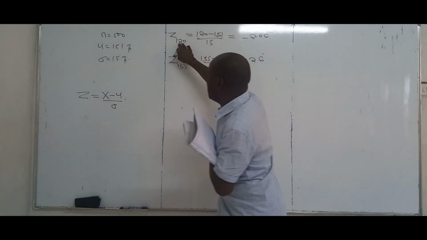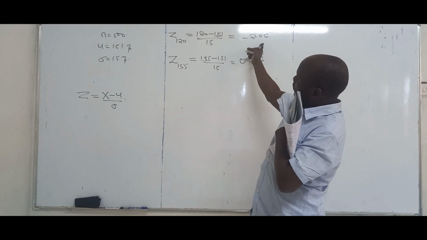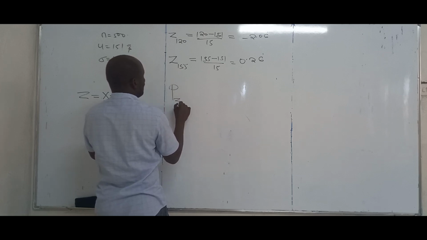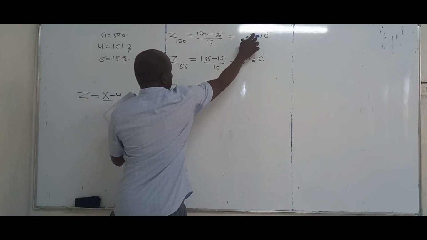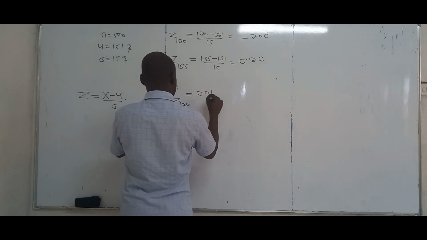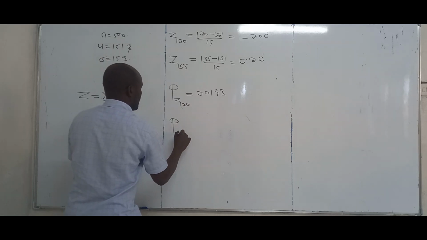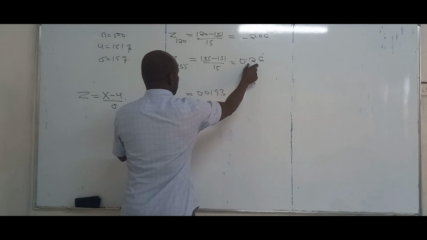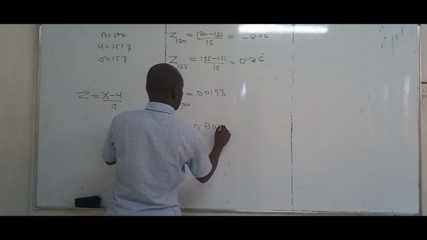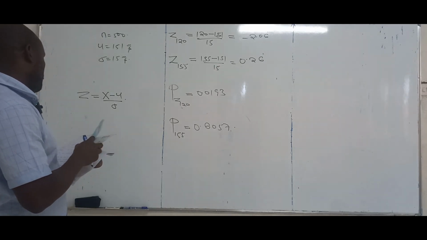So I want to read the probability that corresponds to this z value and the probability that corresponds to this z value. So I will say probability for z of 120 will be, if you read this from the tables, you'll find that probability to be about 0.0193. And the probability that corresponds to the z-score for 155 will be 0.6057. That's the probability.